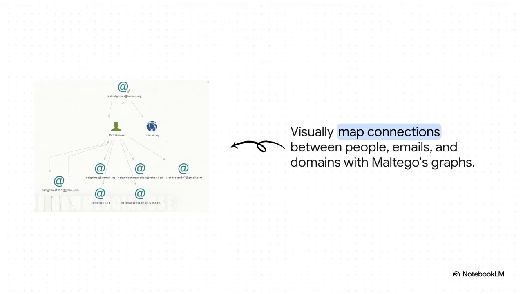And here you can see Maltego in action. It's pretty cool. You start with just one thing, in this case, a person, Rick Grimes, and an investigator can visually map out every single connection to email addresses, domains, other accounts, you name it. This isn't just some boring list of data. It's a living, breathing web of relationships. It helps you uncover links you would literally never spot on a spreadsheet.